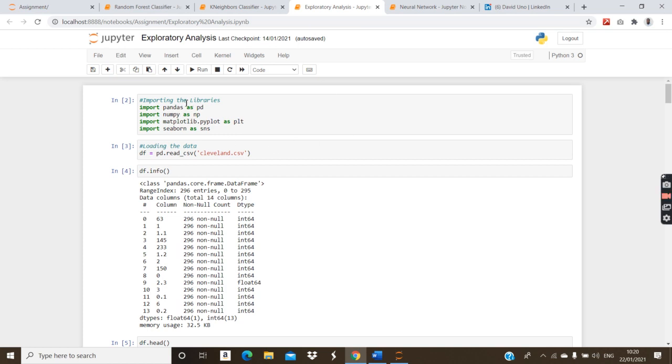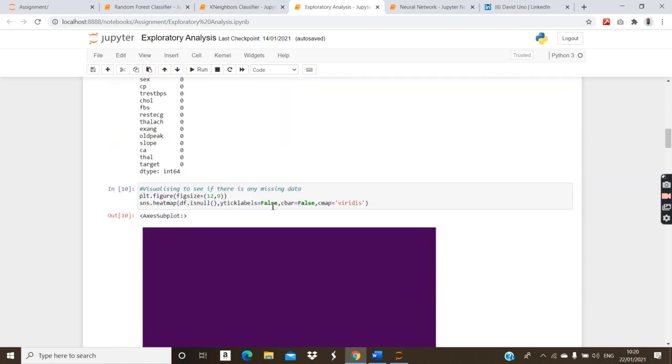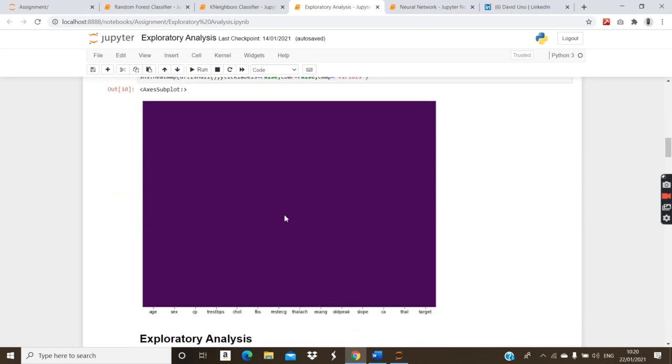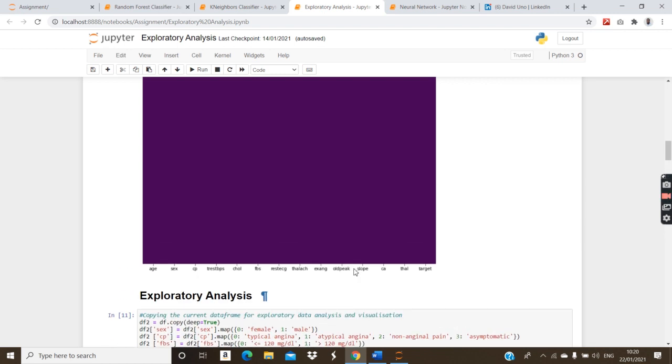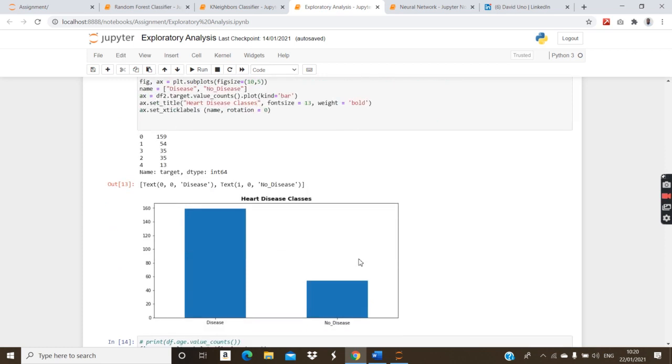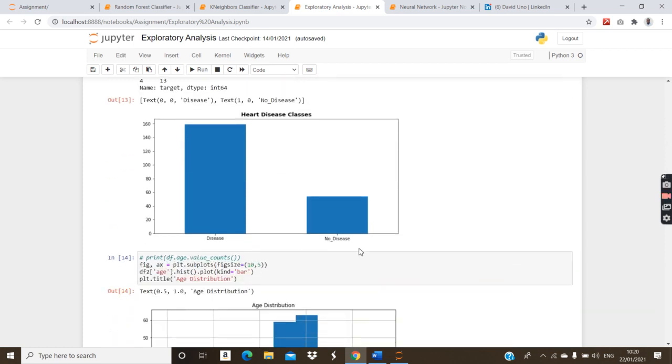So basically, I imported my libraries, imported my data, like everyone would do. Then I had to visualize my data to see if I had any missing values. I have none. If not, there would have been some yellow marks on this visualization here. So furthermore, let's just dig in quickly.